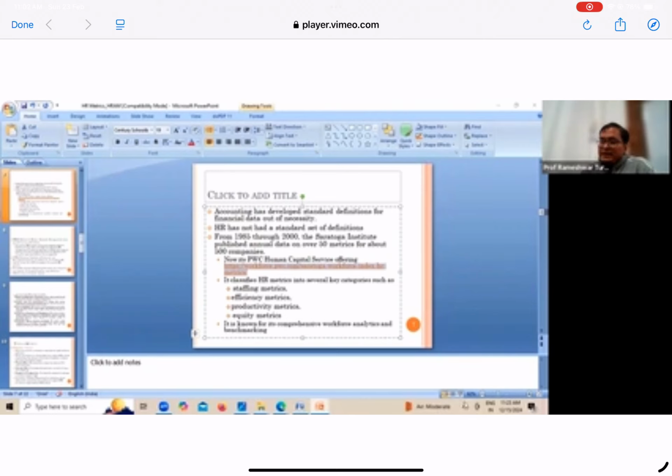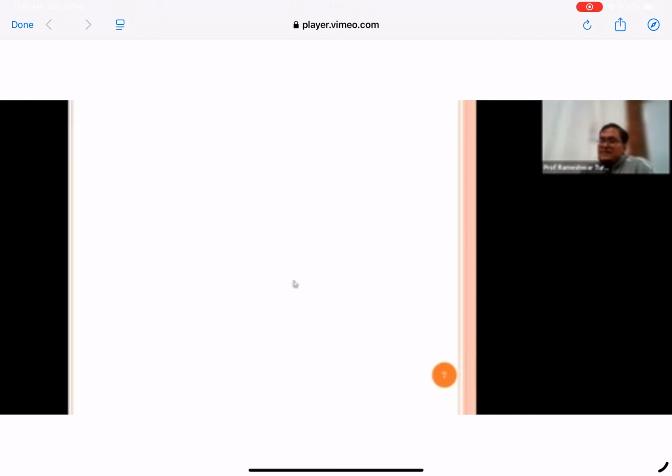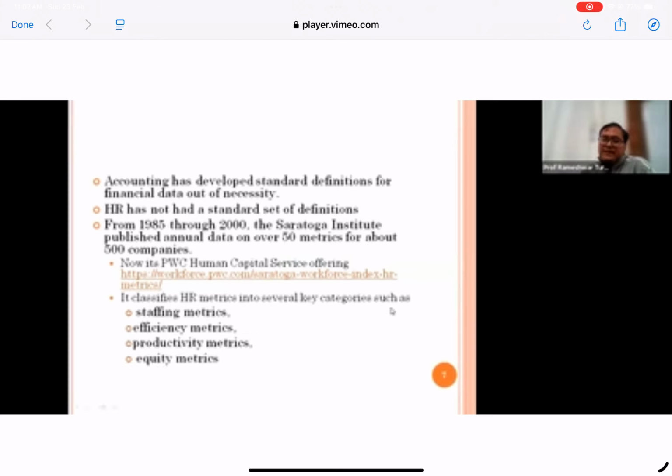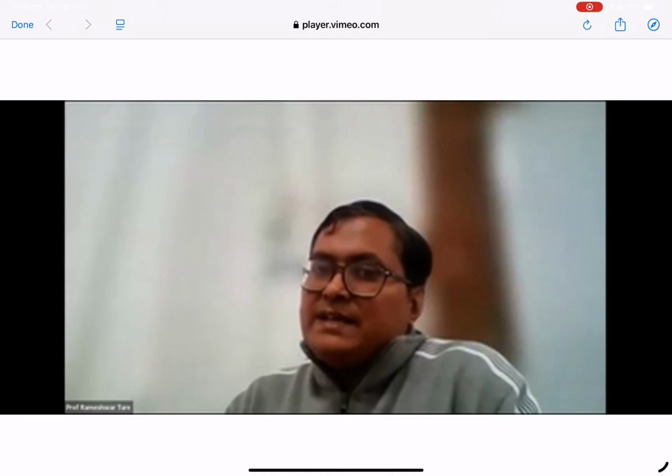Before that, just give me half a minute. This is actually one of the popular institutes which has come up with a lot of metrics. The idea of metrics was popularized by the founder of this institute. Now it is acquired by PwC. It classifies HR metrics into several categories such as staffing metrics, efficiency metrics, productivity metrics, equity metrics. And it is known for comprehensive work analytics and benchmarking. Please open this website and take a look.